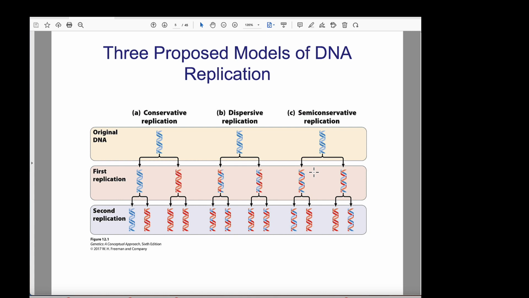Keep in mind, we talked about DNA in our last chapter. DNA is a double-stranded molecule, so there are two strands that make up a molecule of DNA. Okay, so these are the three models that were proposed for how DNA replicates.